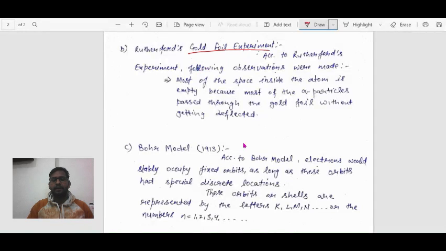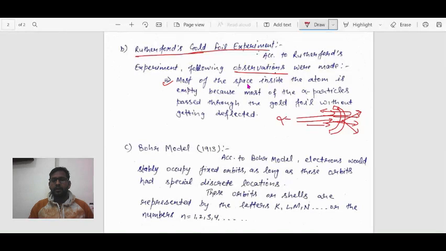Now the next scientist performed an experiment on gold foil. What did he do in this experiment? He took one gold foil and made alpha particles pass through it. Then he found that some passed through without any deviation, while some were deflected like this, and some were deflected like this. These were the observations of Rutherford's gold foil experiment.